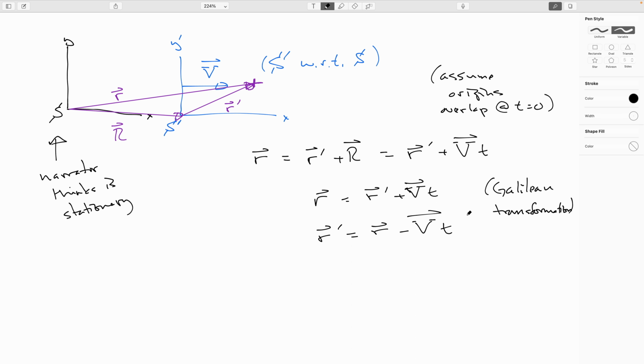And generally, when you have these kind of transformations, a good rule of thumb to remember how the equations work is change the primes, change the signs. Okay.